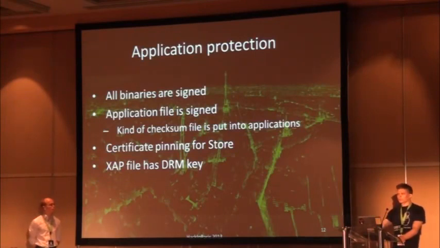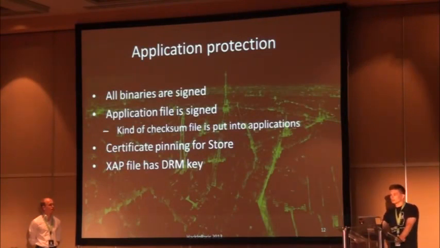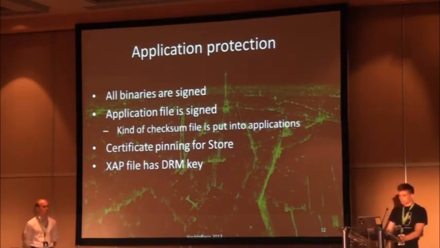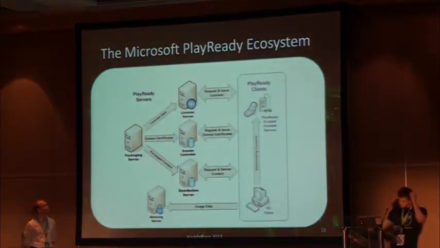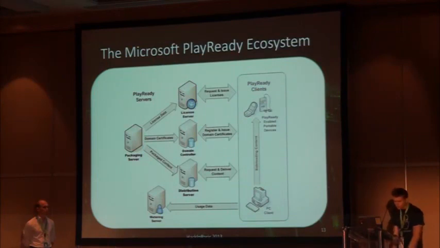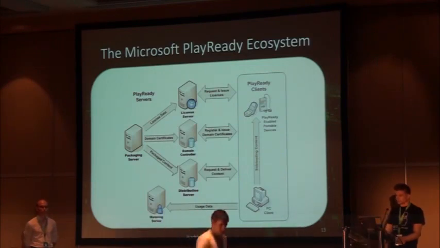And finally, all XAP files from the store have a DRM key. The Digital Rights Management system in Windows Phone 8 is based on Microsoft PlayReady. On the slide, you can see the Microsoft PlayReady architecture. When a developer submits an application, the packaging server takes the unprotected content and packages it for distribution. After that, the protected content is copied to the distribution server and the license for it is copied to the license server.